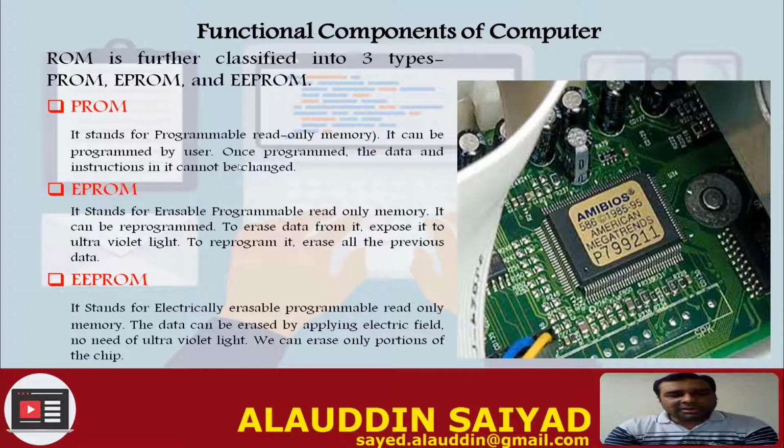EPROM. It stands for Erasable Programmable Read-Only Memory. It can be reprogrammed: to erase the data from it, expose it to ultraviolet light. To reprogram it, erase all the previous data. Generally, we get mobile software updates. This software update basically flashes our phone, erasing and rewriting the revised version of an operating system. EEPROM. It stands for Electrically Erasable Programmable Read-Only Memory. The data can be erased by applying an electric field, with no need of ultraviolet light. We can erase only portions of a chip.